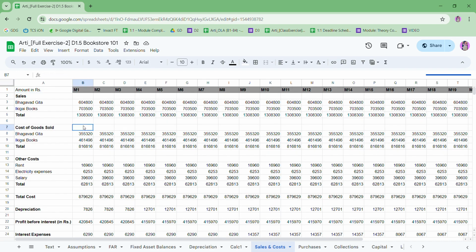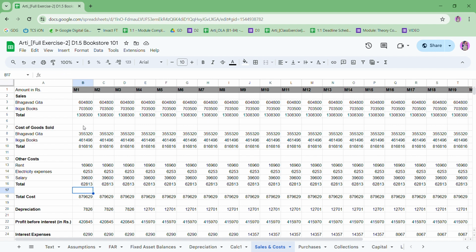Sales and cost have been calculated. Sales has been calculated by multiplying sales quantity with sales price. Cost of goods has been calculated by multiplying sales quantity with cost. Other cost information can be seen from the reference with the assumption sheet.